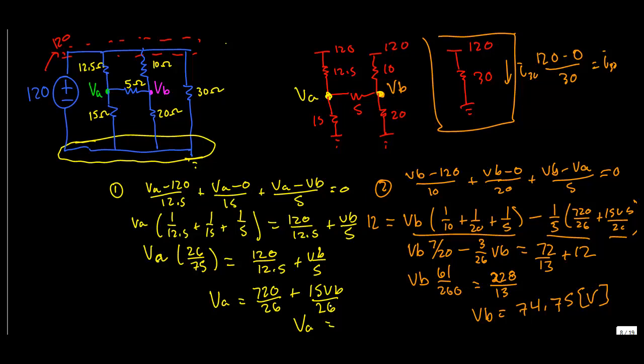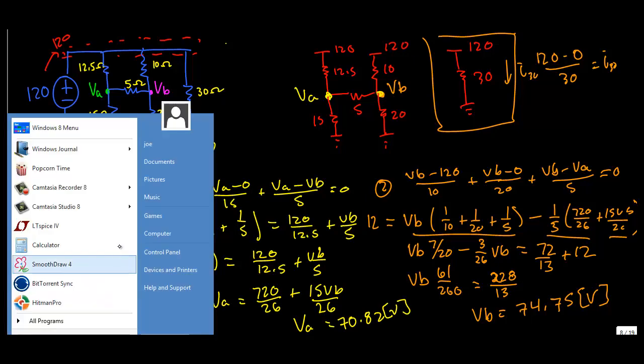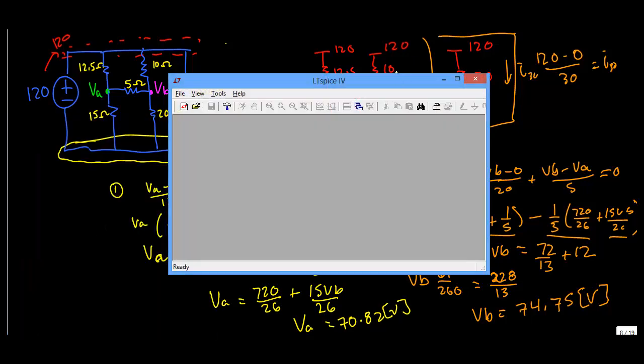plus 15 times 74.75, and then we're going to divide that by 26. So that comes out to 70.817, so about 70.82. Now, is that right? Let's double check. Let's go into LT Spice.